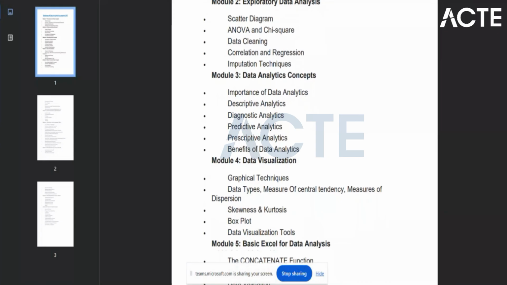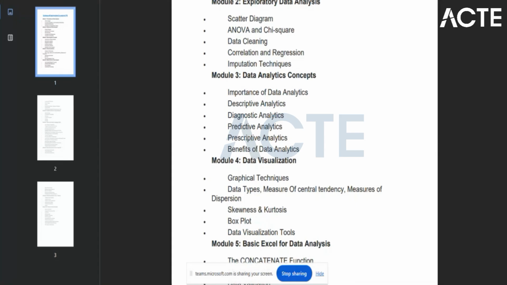Now next comes the data analytics concepts. Basically we have four types of analytics, right? Since you people are from the background, you know there are descriptive, diagnostic, predictive, and prescriptive analytics, right? Descriptive is basically when you find out the description, the hidden patterns within the data. That comes under descriptive analytics, right?